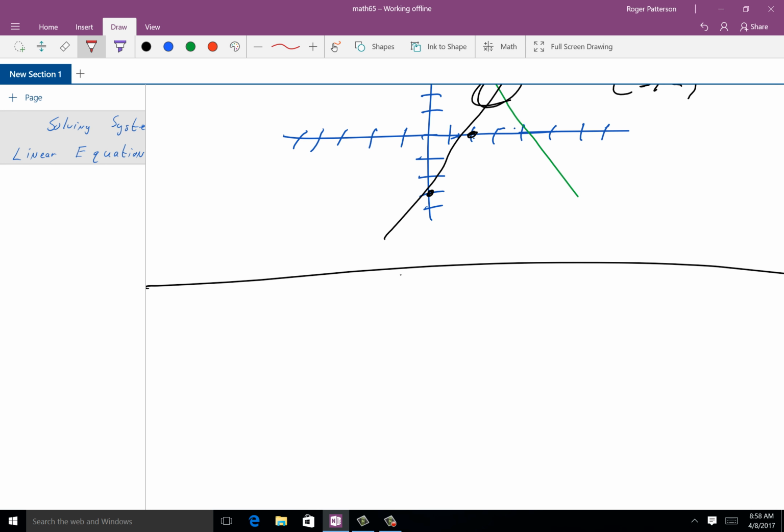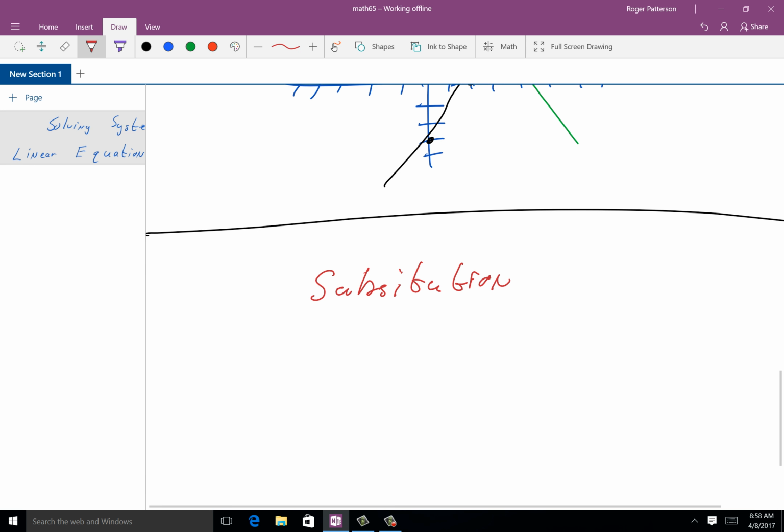So the next method we'll take a look at here for a little bit, and then I'm going to give you a break, is substitution. Okay, so the substitution method, again, it's not particularly ideal for everything because it's a little bit of work, but I'll show it to you, and then you can decide after we're done today which one you like, substitution or elimination. So let's talk about the whole concept behind it.